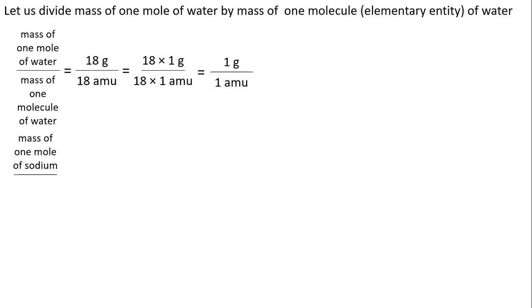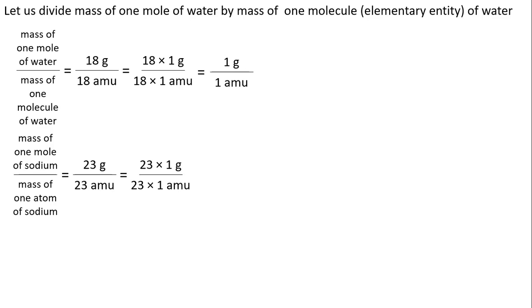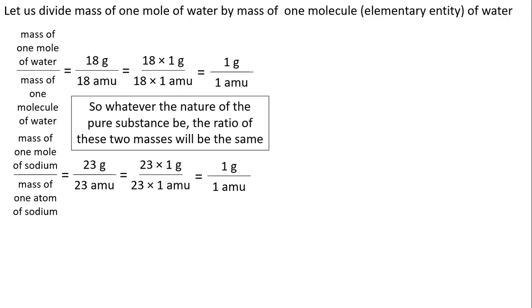So now in this case it is an element, and what will be its elementary entity? It's going to be its atom. And if we divide the mass of 1 mole of sodium by the mass of one atom of sodium, it's going to be 23 grams over 23 amu. The same thing is going to happen with that, and we will end up with 1 gram over 1 amu. So whatever the mass of a particular substance, whatever the nature of the particular substance, it doesn't matter.